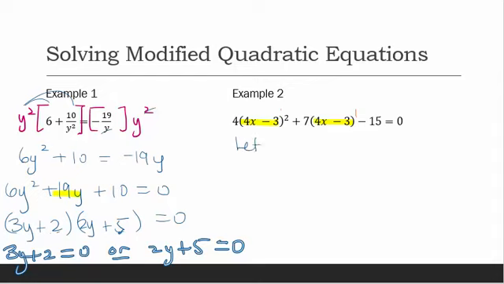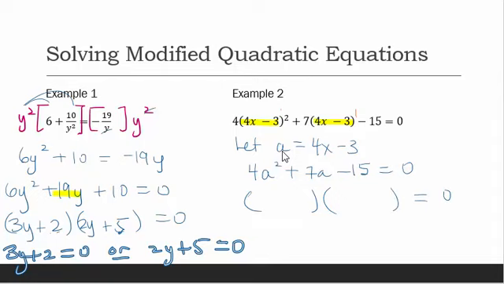So we're going to let a equal the base, 4x minus 3. So wherever there was a 4x minus 3, we're going to replace it with a. And we get 4a squared plus 7a minus 15 is equal to 0. Now, again, this is a quadratic equation. We have some different options for solving an equation like this. I'm going to try to factor. If you want to use quadratic formula, that will work as well.